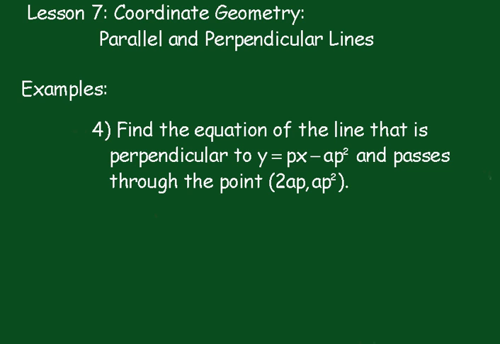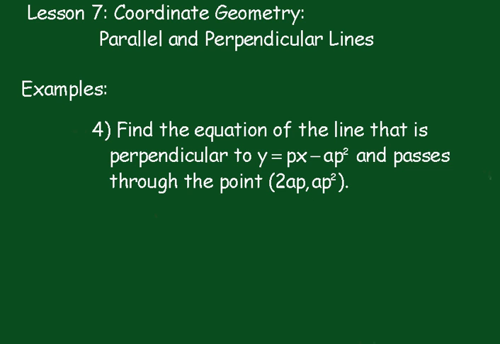Right, okay, this is an algebraic one. We have to find the equation of a line that is perpendicular to y equals px minus ap squared and passes through the point 2ap, ap squared. For those people doing coordinate geometry of the parabola, this is the equation of a tangent, and this is the point on the parabola. And what we're trying to find out now is the general form of a normal. But we can just not worry about that and just go ahead as normal and work out the equation.